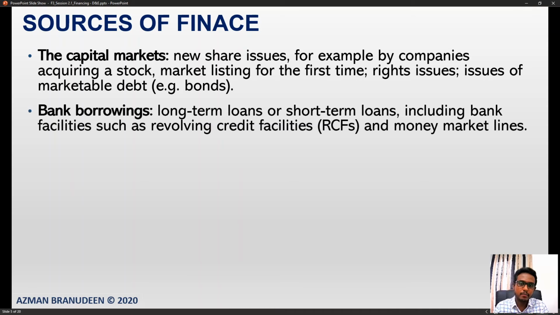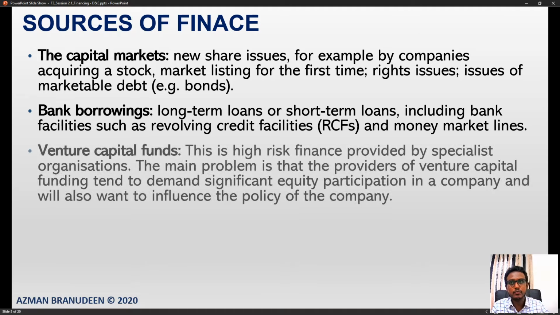Then you have bank borrowings, financial institutions who fundamentally have one of their key functions to provide money. So long-term loans or short-term loans, including bank facilities such as revolving credit facilities and money market lines and even OD facilities, all of these can be bank borrowings.